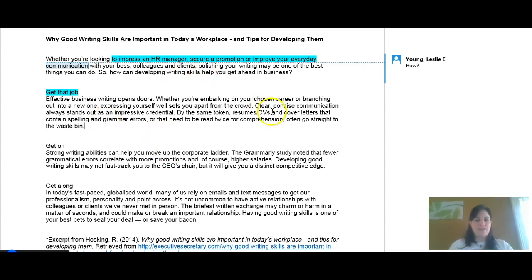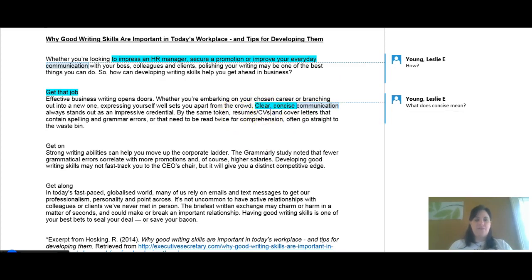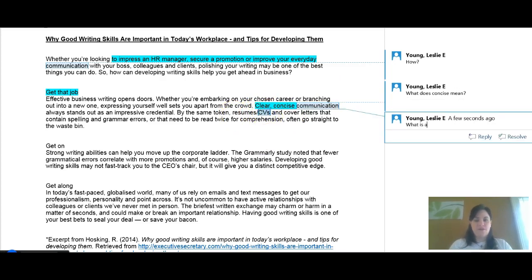There's a few important things here for me. This says that clear, concise communication is important, so I'm going to highlight that, but I'm not really sure what they mean by concise, so I'm also going to write a note here that says, what does concise mean? And then that way I can look it up myself during my review phase, or I can ask my instructor about it. It also says that resumes or CVs, and I'm not really sure what a CV is, so I'm going to put another note here that says, what is a CV?